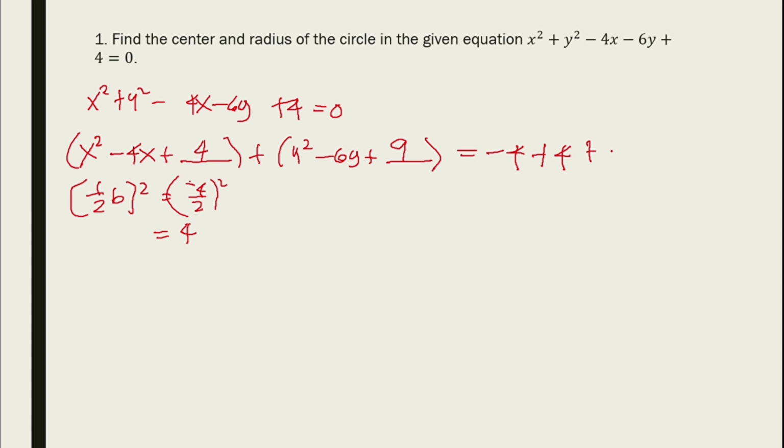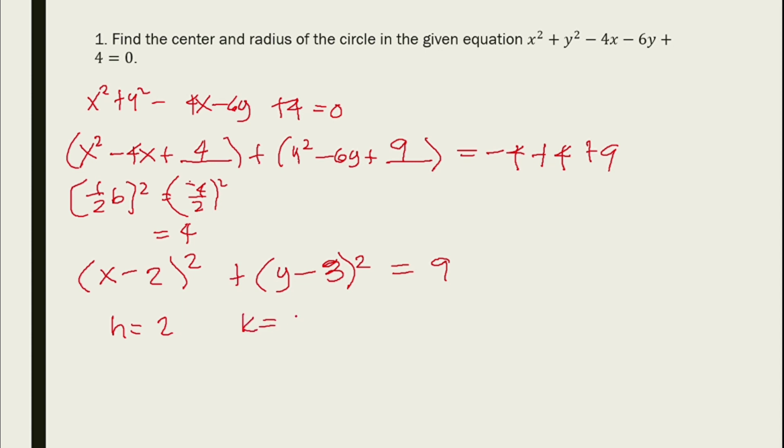So by simplification, we have x minus 2, because this is minus and this is factorable by 2, squared, plus y, get the sign negative and factor this part, we have 3 squared is equal to 9. So therefore, our h here is 2 and our k is 3, and our radius is 3 because the radius is always positive. So we have now the center, which is (2, 3), and the radius of 3.